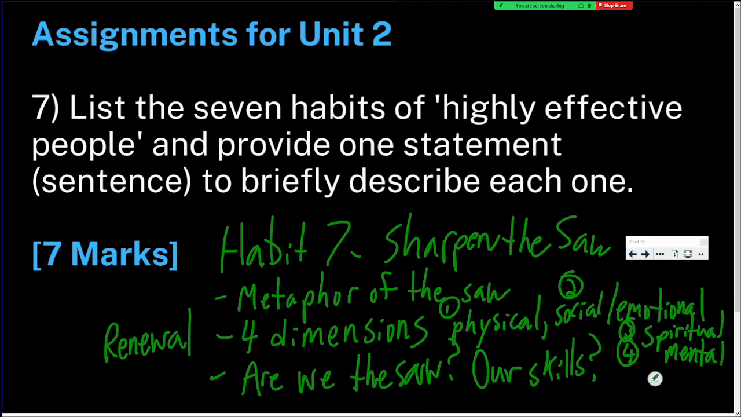So myself, I would write about those 4 dimensions, and I would say, sharpening the saw is all about renewing ourselves, right? Because that's really what we're talking about. When you sharpen a saw, you're not making a new saw. You're taking an existing saw that's got dull teeth on it, and you're just sharpening them up. So you're taking stuff that's already there and just sort of dusting it off, giving it a fresh polish, giving it a sharpen, right? So that's what I would say that's all about.